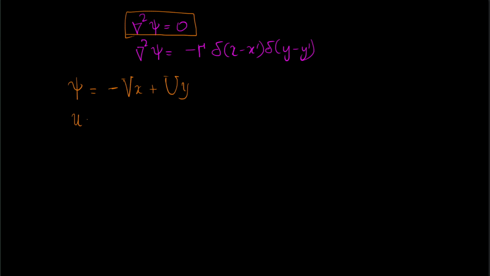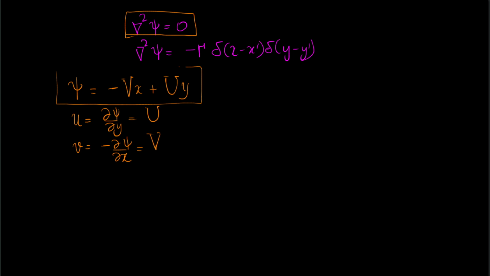So what is the U component of velocity? It is del psi by del y and it is capital U. What is the V component of velocity? It is minus del psi by del x and it is capital V. So this particular stream function is responsible for a uniform flow, meaning that at whatever location you are in the domain, you will be obtaining a velocity capital U and capital V.